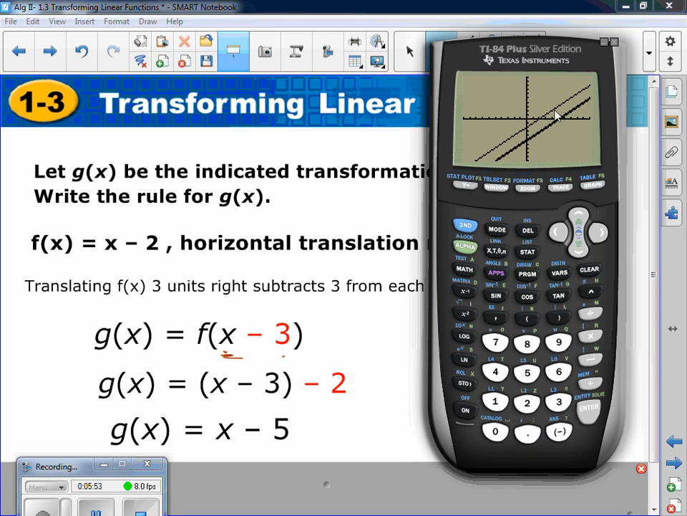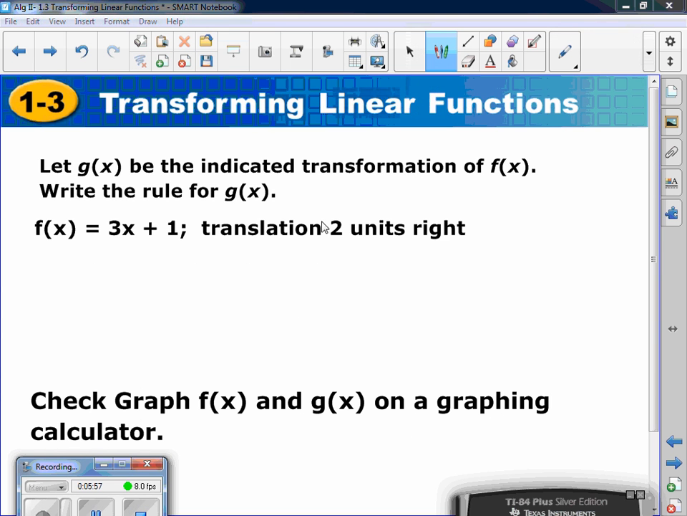Questions on this problem? This is a translation to the right. So I'm taking the function, and I'm going to move it to x minus 2. Remember, it has to be x minus h. It has to move 2. So when I substitute in, this is going to become this.